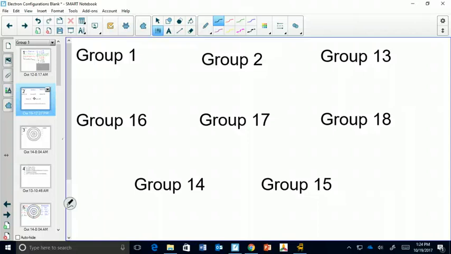So group number 1, how many valence electrons do you think it has? 1. Yes, you guys are smart, absolutely. 1 valence electron. I'm just calling it a VE. How about for group 2? 2 valence electrons. Now group 13, you got to cut off the 1, because it doesn't actually have 13 valence electrons. It has 3 valence electrons.